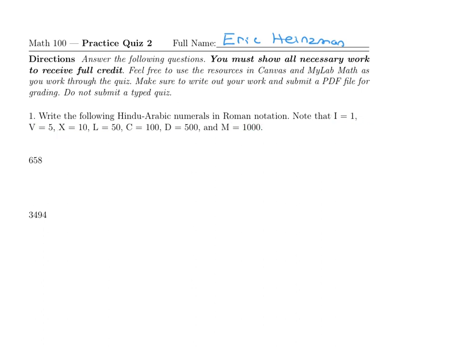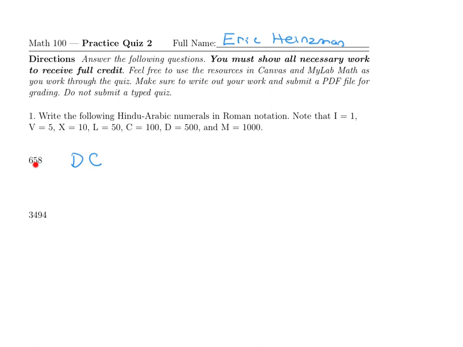values as a guide. Starting with 658, for the 600, we can use the letter D to represent 500 and follow that with a C to get 600. So to start this, we can say this is D followed by C. This takes care of the 600 part.